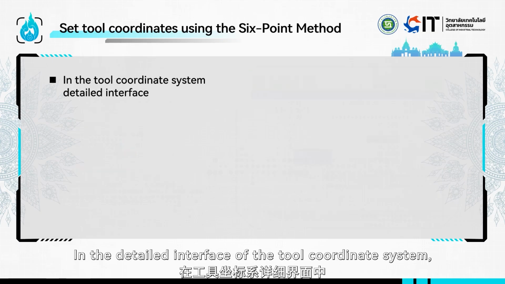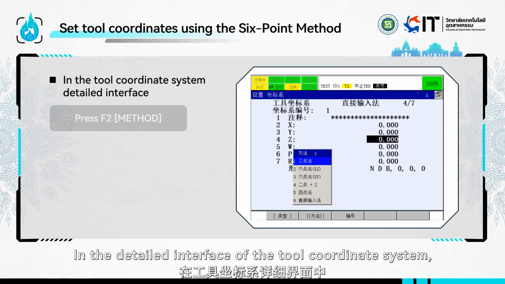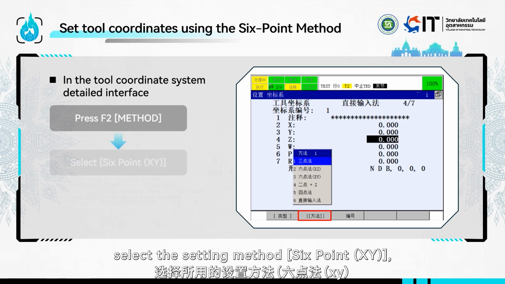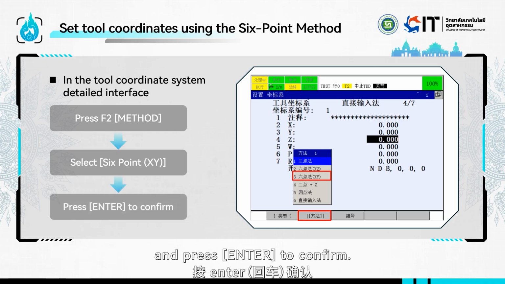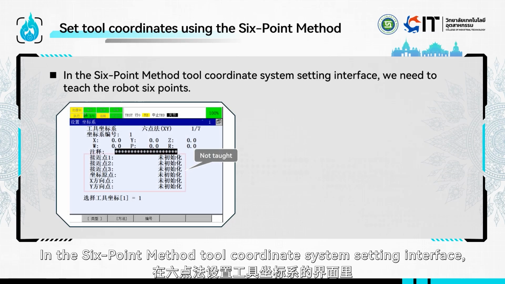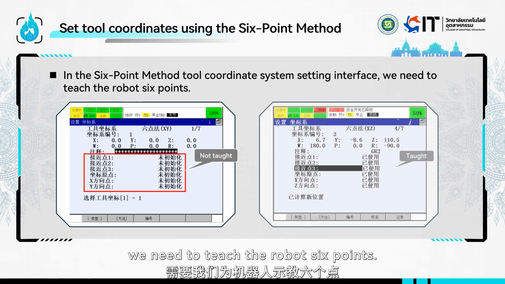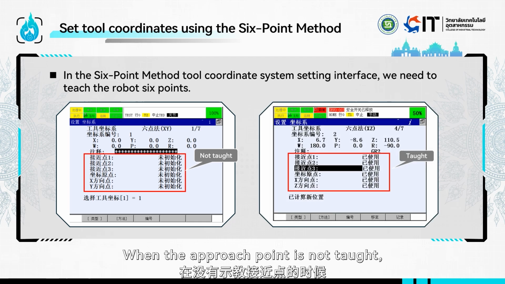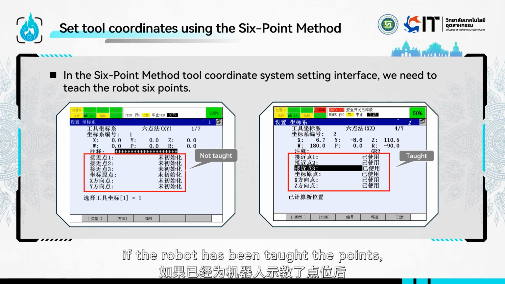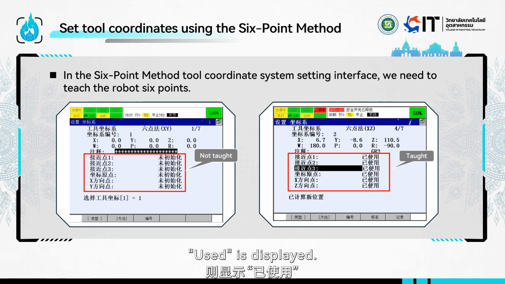In the detailed interface of the Tool Coordinate System, press F2, Method, move the cursor, select the setting method, 6-point, XY, and press Enter to confirm. In the 6-point method Tool Coordinate System setting interface, we need to teach the robot 6 points. When the approach point is not taught, uninitialized is displayed after each approach point. If the robot has been taught the points, used is displayed.